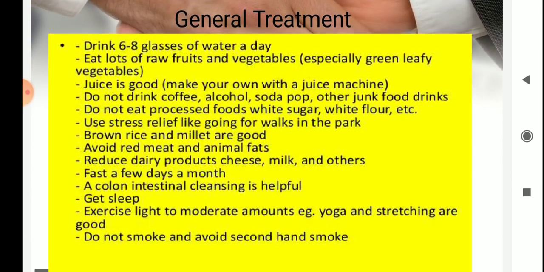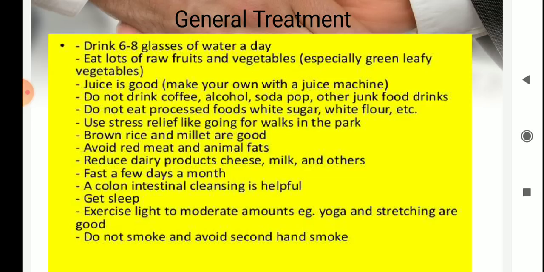So general treatment. This is a dictum, a general few lines there. Drink more glasses of water, eat raw fruits and vegetables, the green leafy ones, juices. Do not drink coffee, no alcohol, and do not consume soda products. Don't eat junk food. More juice consumption is good.